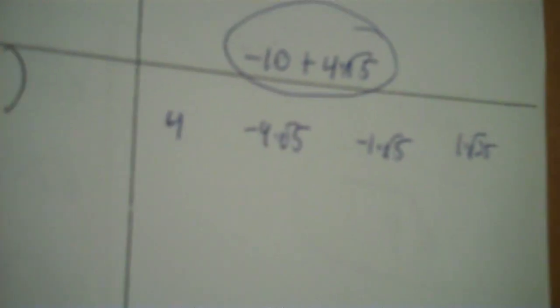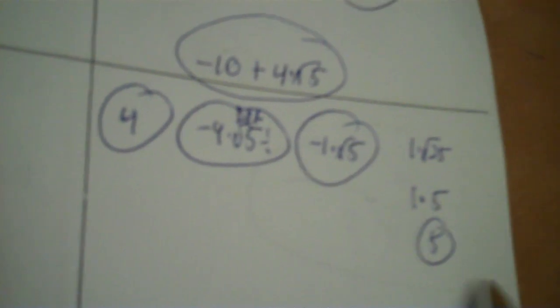-4 times the square root of 5, -1 times the square root of 5, and then 1 times the square root of 25. Okay, well this is already simplified. Square root of 5 is irrational, but the only thing it's going to divide by is 1. It's kind of a waste of time dividing it by 1, so circle it, and that'll be circled.